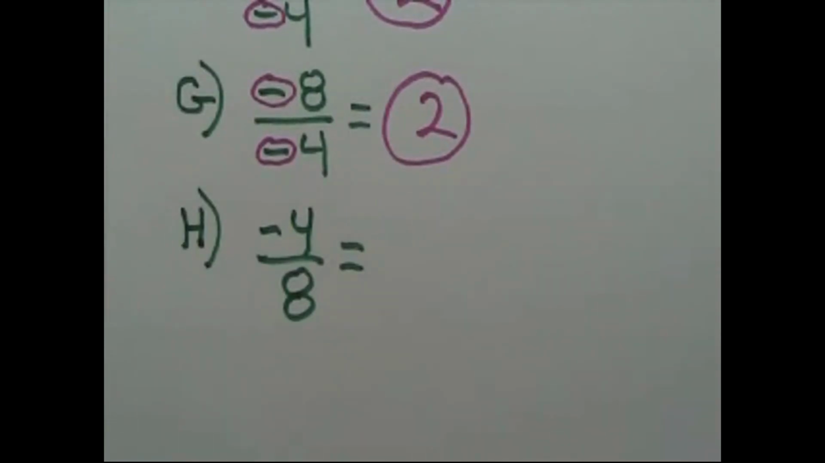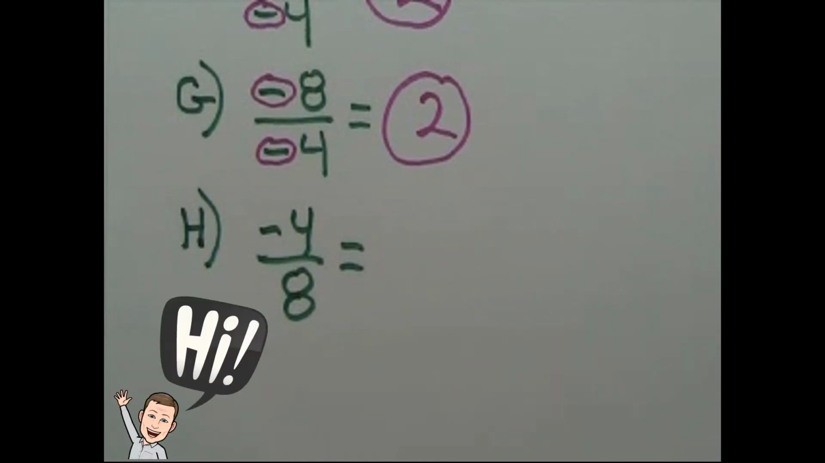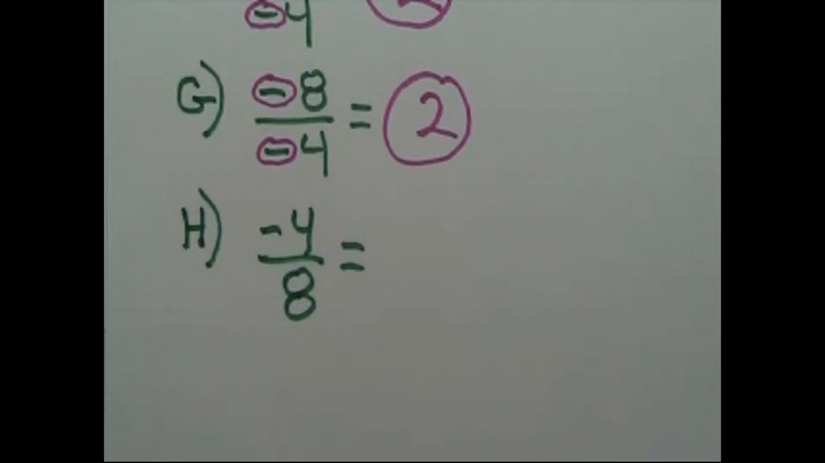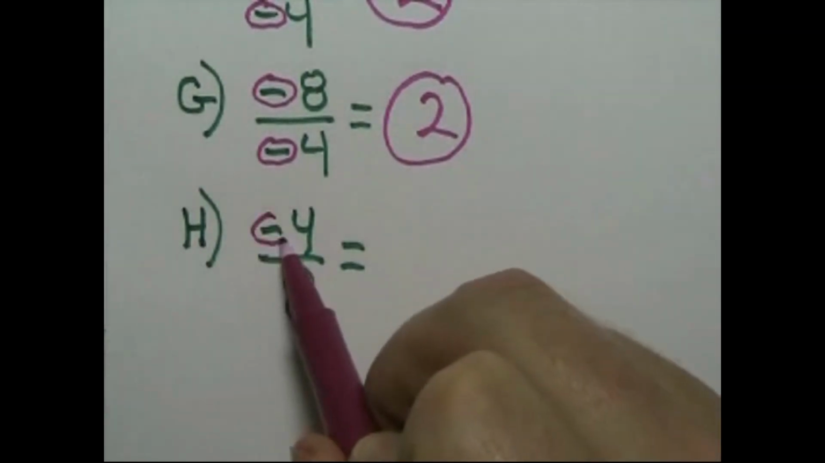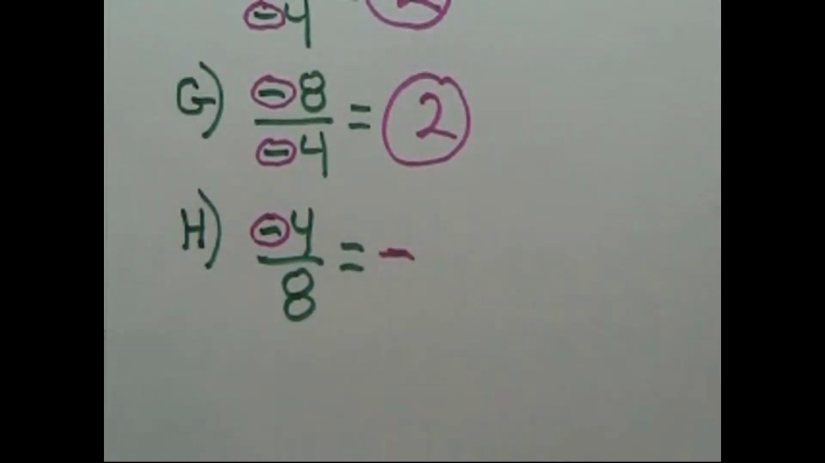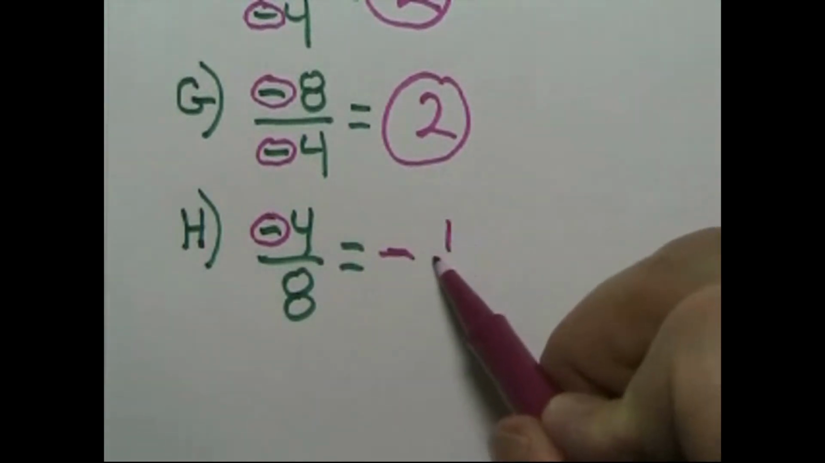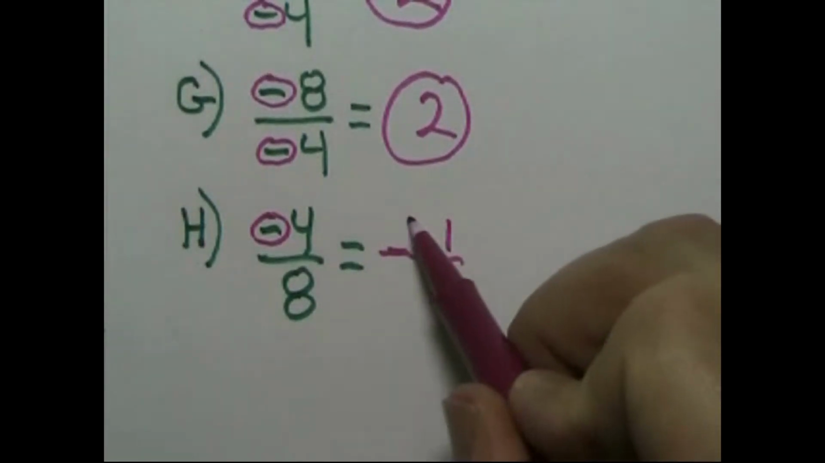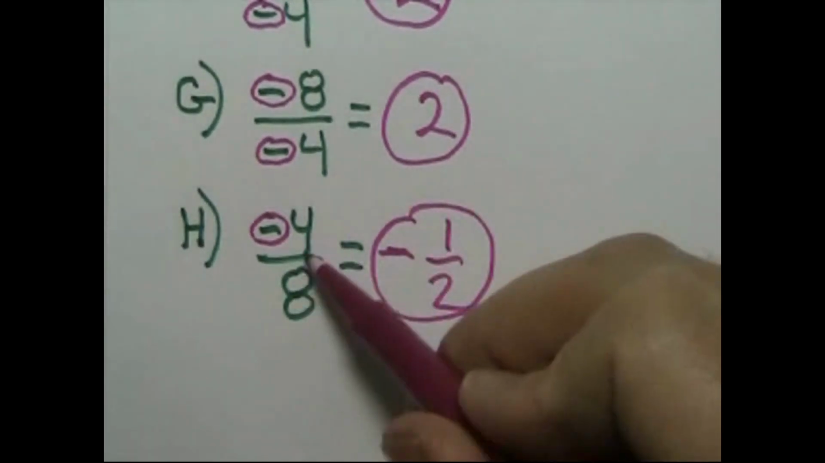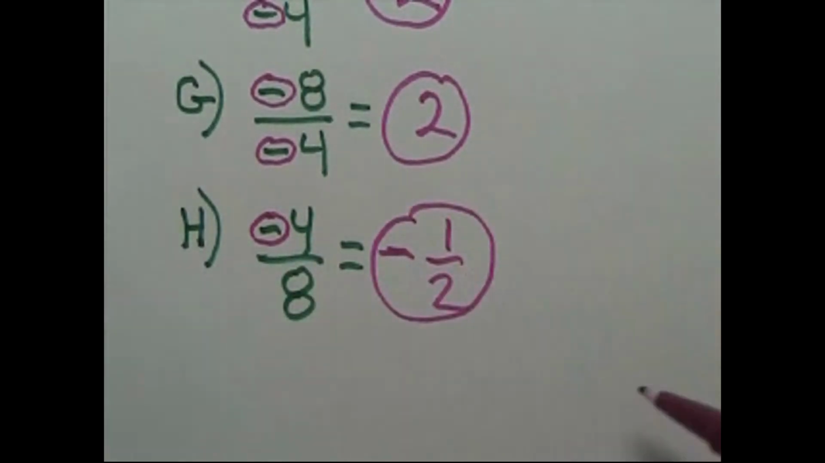Letter H is a tricky one. The answer is not 2. The answer is not negative 2. First of all, I have one negative, so I know my answer is negative. But 4 divided by 8 can be reduced to 1/2. The answer is 1/2, and there's one negative, so it's negative 1/2.